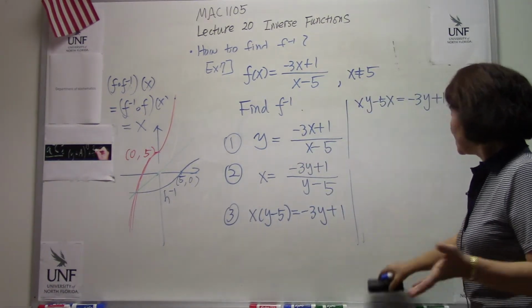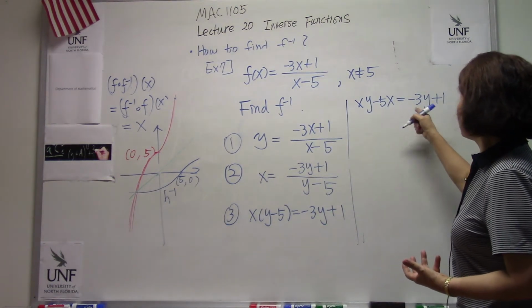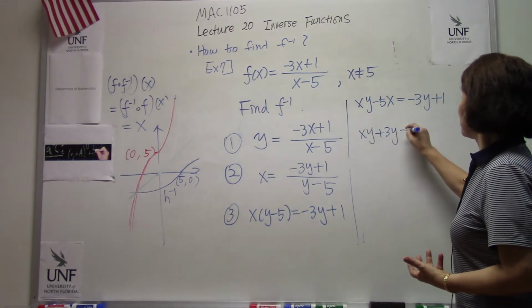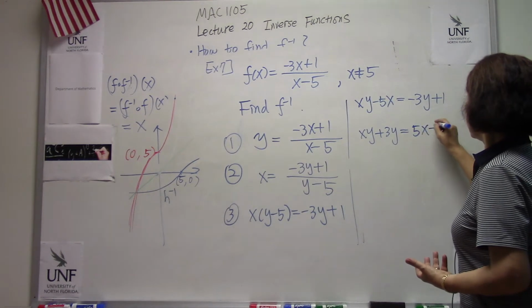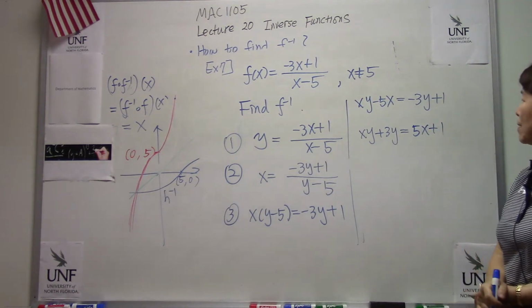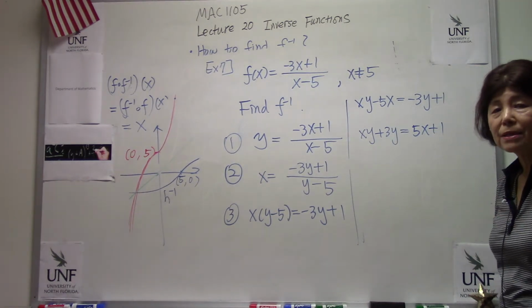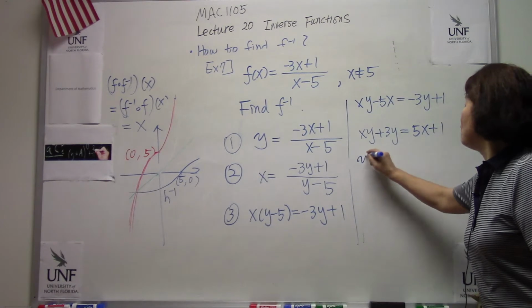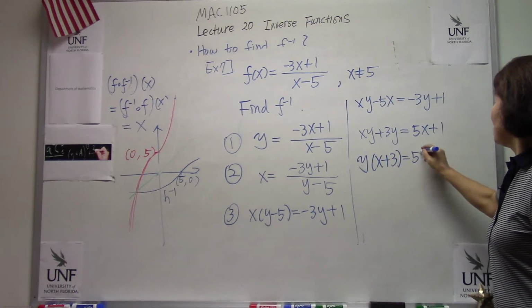Anyhow, let's collect them together. Let's put them on the same side, okay? So I'm going to add 3y over here, so xy plus 3y. And then add 5x, so you have the effect of this, 5x plus 1. Well, we want to have only one y, so what do you have to do? Yes, factor y out. So factor y out, and then x plus 3 equals 5x plus 1.